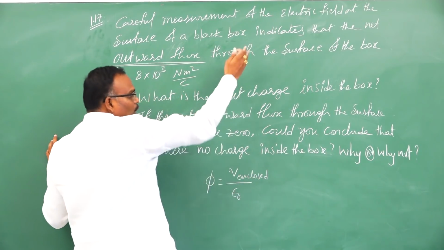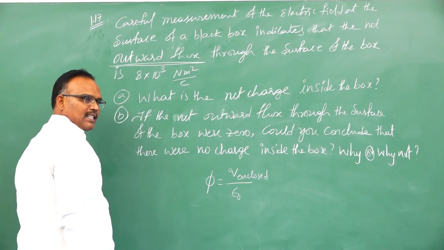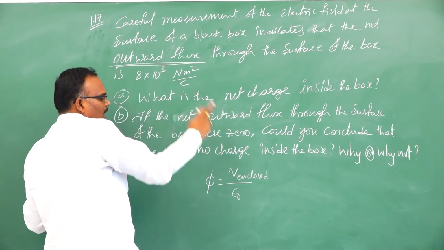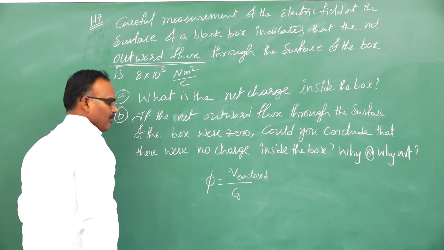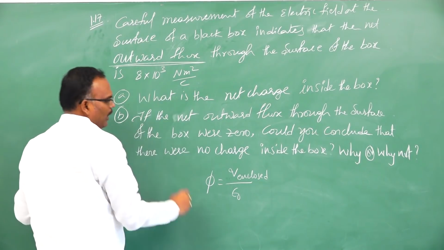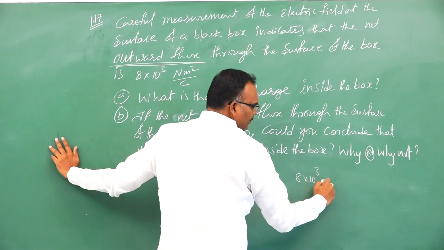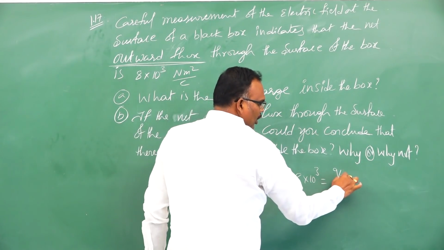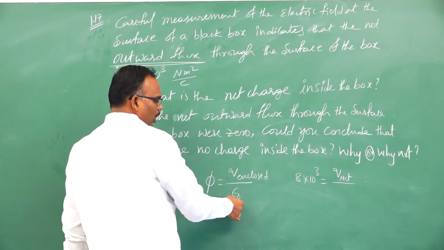So this black box may be enclosed by a few positive and a few negative charges, maybe. But because the flux is outward, the net charge enclosed by the black box is positive. Okay, flux we already know here, that is 8 into 10 to the power of 3, that is equal to net charge Q net divided by epsilon naught.